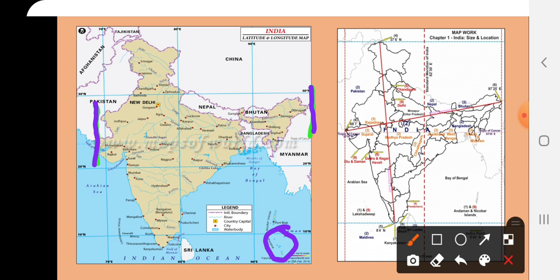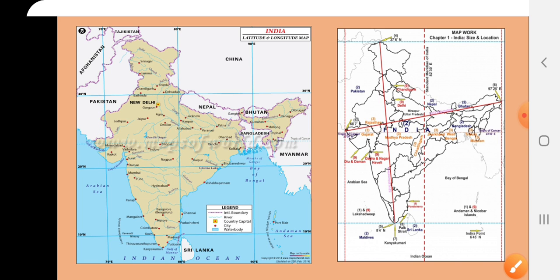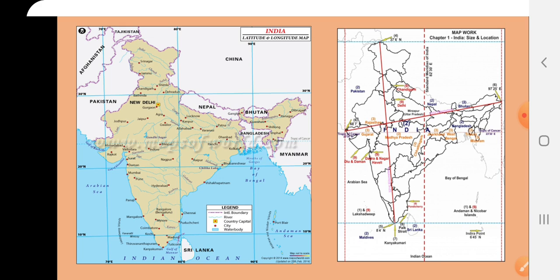Okay, so I hope you are clear about the location and extent. Again I am repeating, if you see the latitudes, 8 degree 4 minutes north to 37 degree 6 minutes north latitude, and if you see the longitude, it is 68 degree 7 minutes till 97 degree 25 minutes east. So this is the location and extent. You can see here they have shown it with the red color line also, which is the location and extent shown on the map.